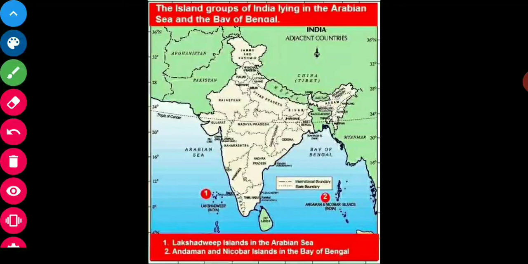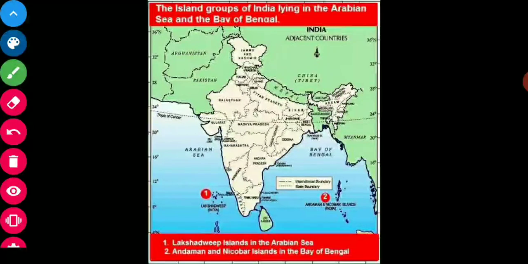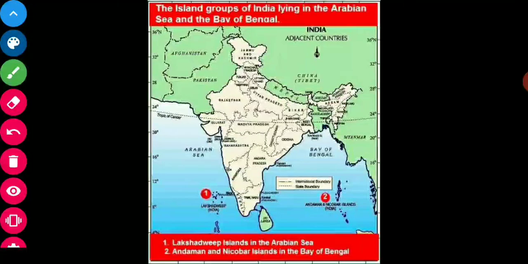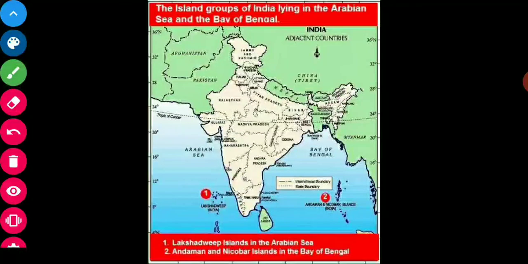The Lakshadweep Islands are a group of small coral islands, many of which are uninhabited. Kavaratti is the capital of this union territory. So this was all about India, its location and size, its neighboring countries and physical divisions of the country.